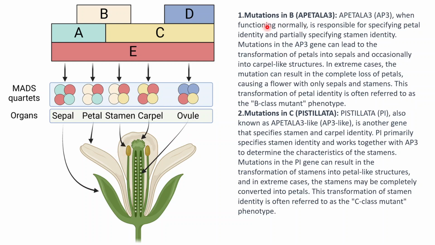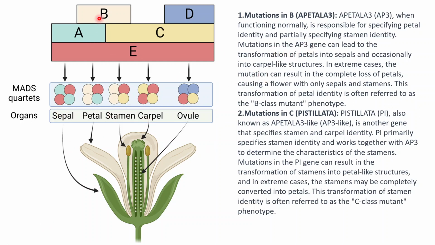Now let us see what will happen with mutations in B. So if the B gene is mutated, apetala 3 is mutated. So what is the function of apetala 3? When functioning normally, it is responsible for specifying petal identity. So we have petal identity and stamen identity. So if you remove B, we do not have petals and stamen. So there will be sepal, carpel and ovule.